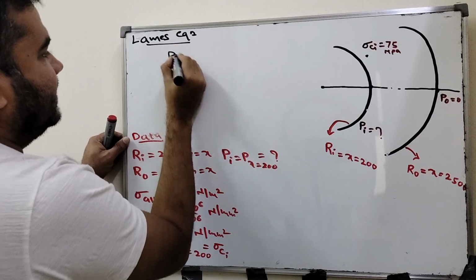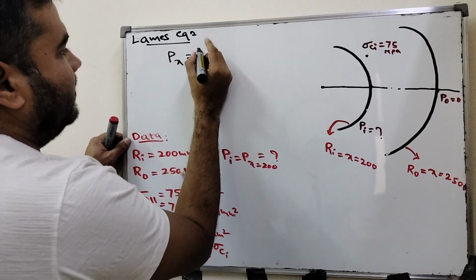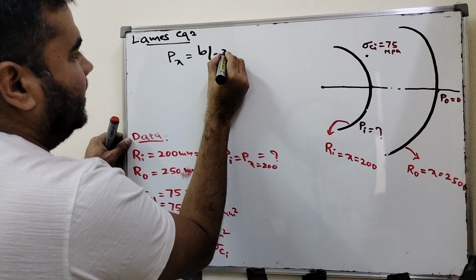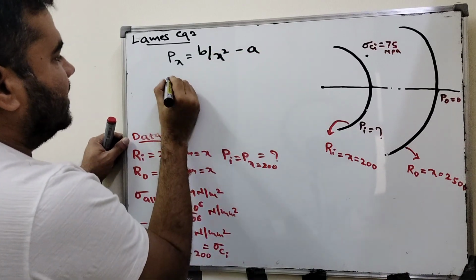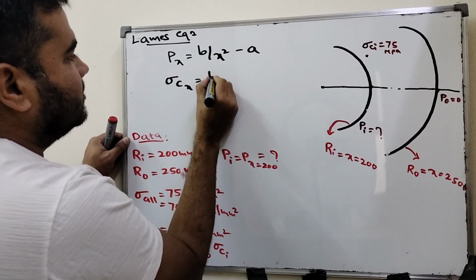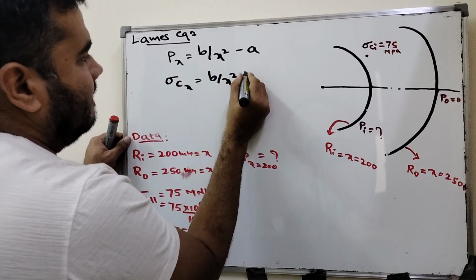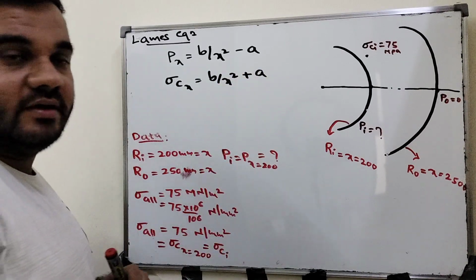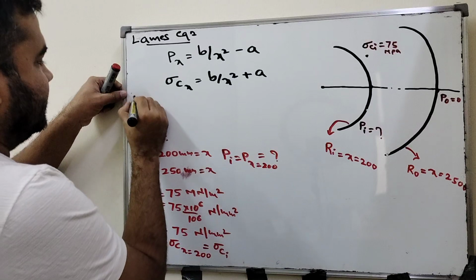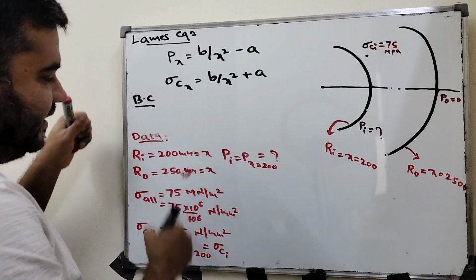First one is P at x equal to B by x square minus A, right? One more, circumferential stress at x equal to B by x square plus A here. Okay. Now apply the boundary conditions, based on the data.